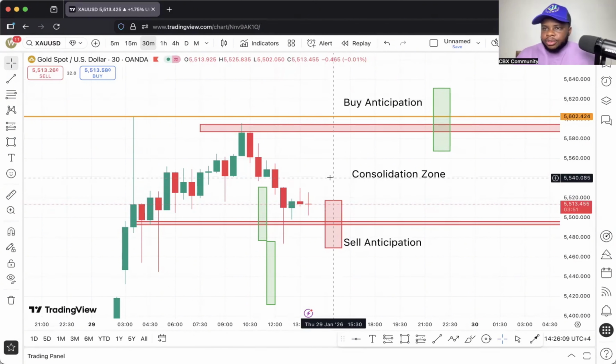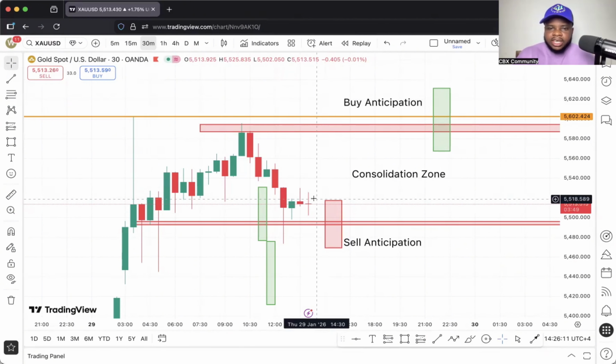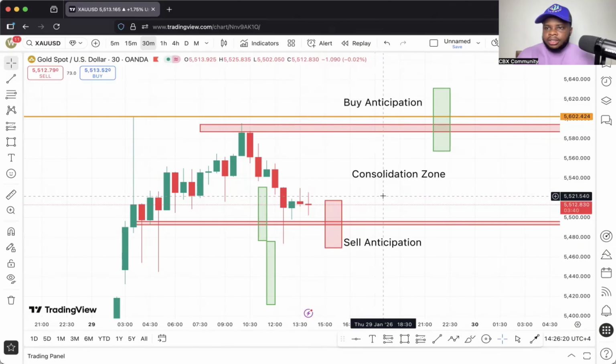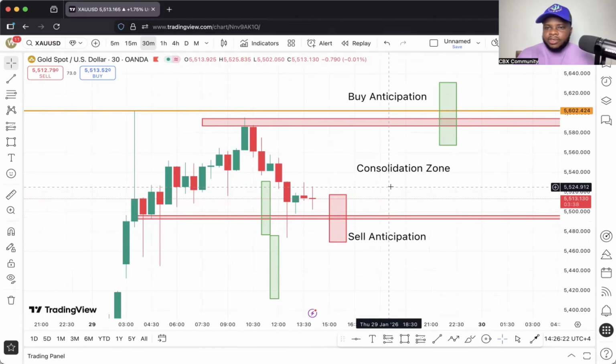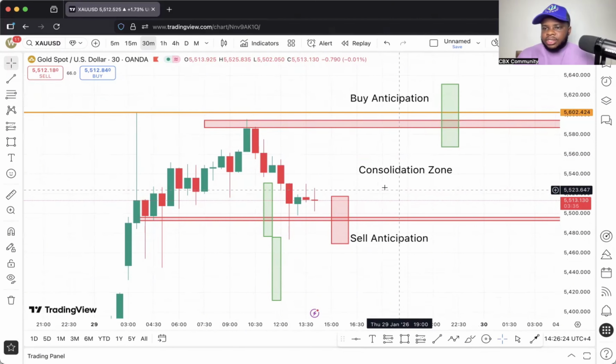Let's see what this candle wants to do. The body of this candle came down to form a bearish candle, went up to form a bullish candle. So maybe this candle wants to close with a doji candle. So let's wait. Sometimes it's very important for you to pay attention to what the market structure is saying.